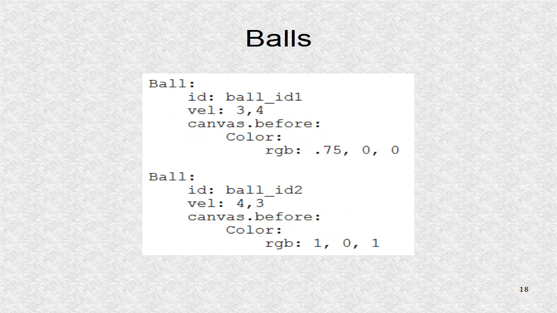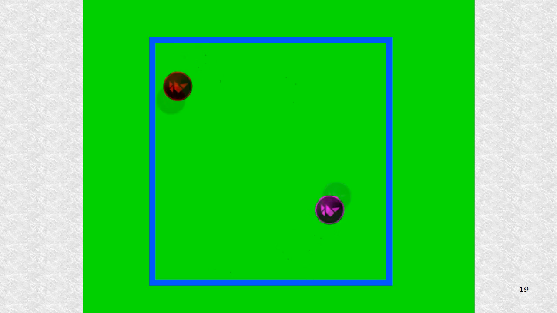18. Finally, we have the two balls. Note we set the initial velocity here, as well as the color to apply to the ellipse. 19. Here, we have a bounding box. We have collisions off the walls and also when the two balls touch.